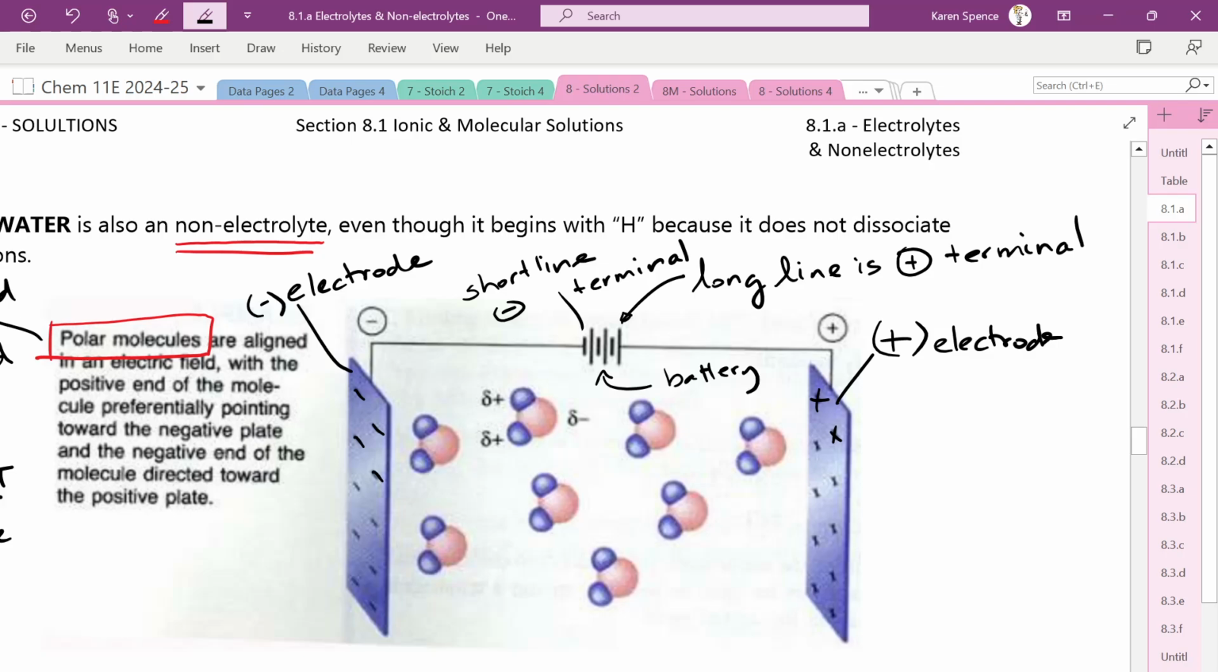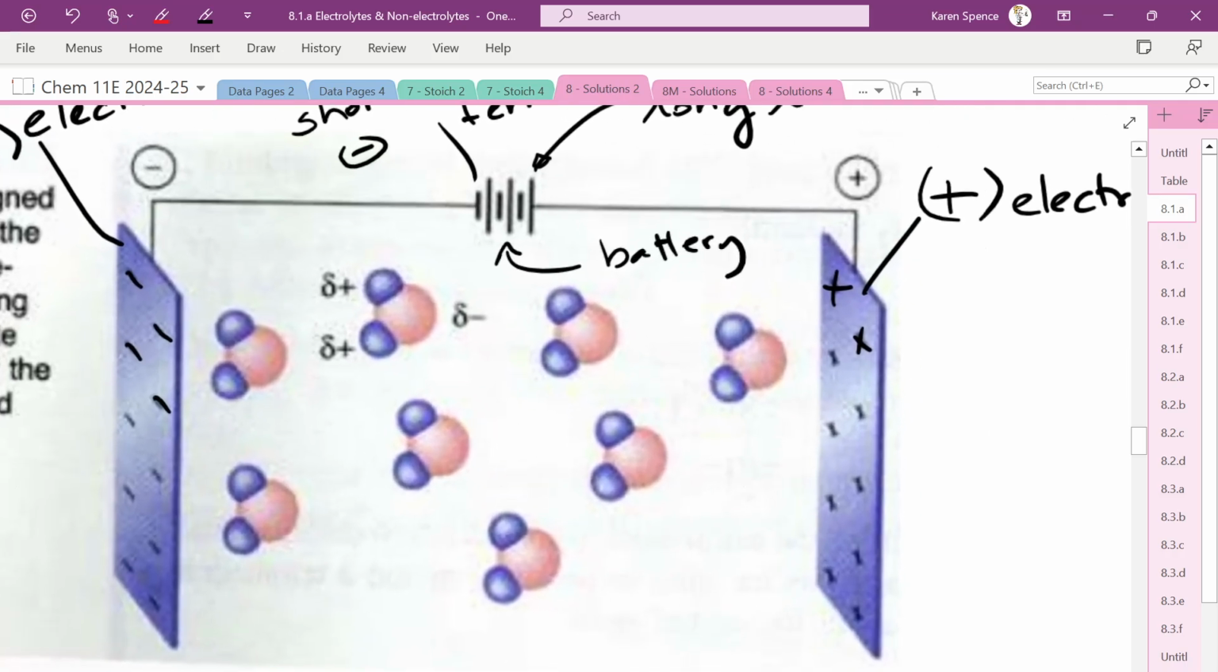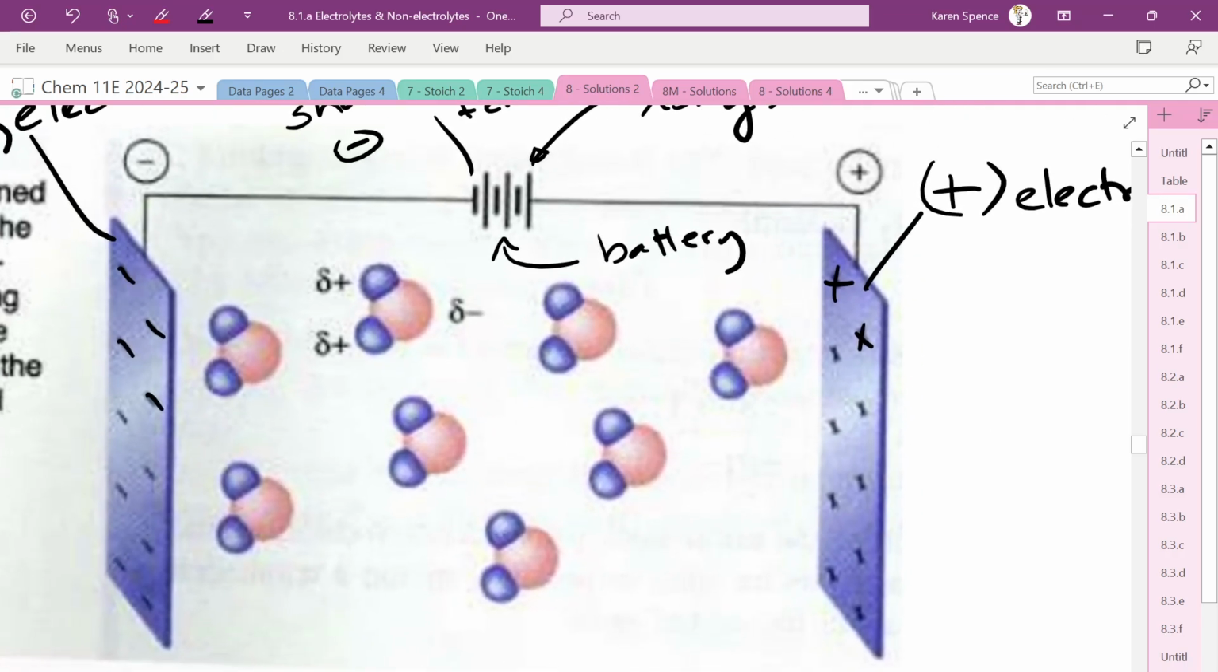What do you notice about all of the water molecules that are sitting here in between the negative electrode and the positive electrode? They're all facing the same direction. Why are they all facing the same direction? Because they have a slightly positive end and a slightly negative end. Which direction does the slightly positive end face? It faces towards the negative electrode.